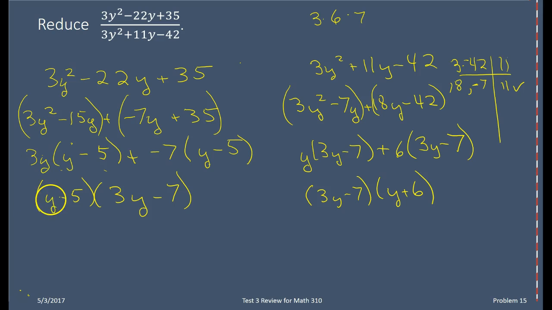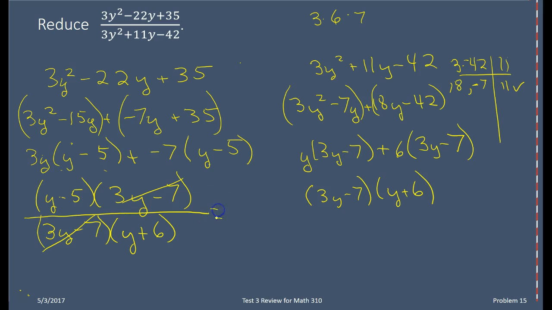Okay, so going back to our numerator, I'm just going to draw it like this. We can put our denominator down here, and you can see what happens. The 3y minus 7 cancels, and you're left with y minus 5 over y plus 6.